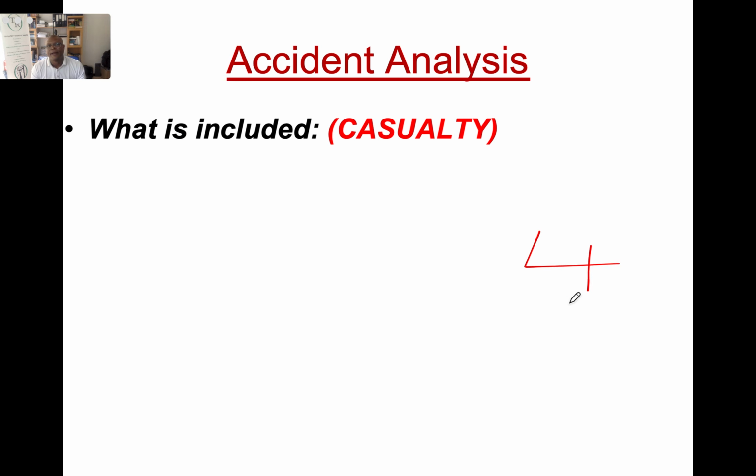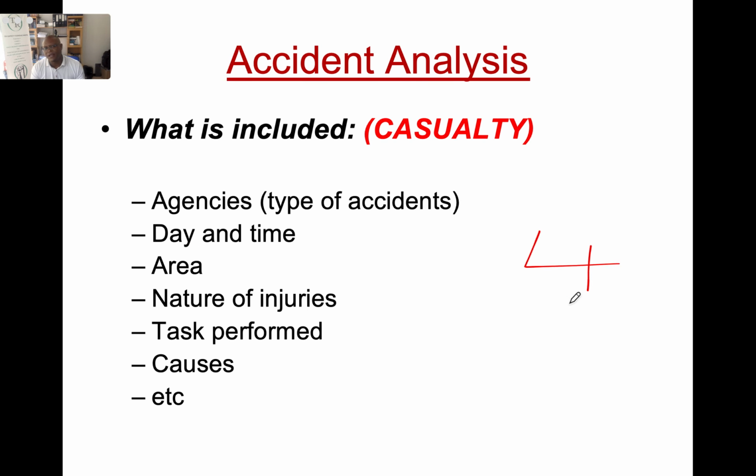When you go and analyze casualty accidents, let's just explain what casualty accidents are. Casualty accidents are those accidents whereby you have personal injuries. In other words, people get injured. We must differentiate between the casualty and non-casualty accidents. So in casualties, people get injured.